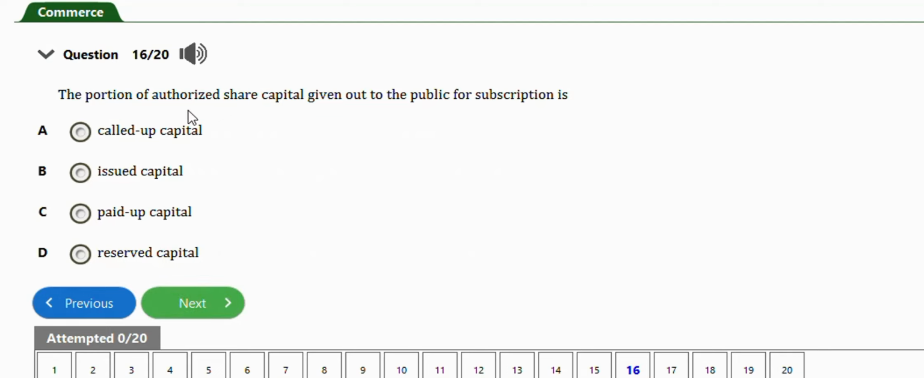Next question is this one. It says the portion of authorized share capital given out to the public for subscription is issued capital. Very important, guys. Option B.